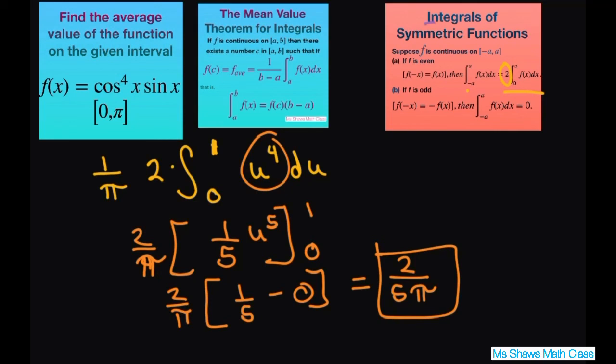Very important to know your properties of symmetric functions for integrals. It's going to save you so much time. The odd one's actually the easiest one. If your integrals are the same but with opposite signs, and given that our function is even, then you can do it this way, and it makes it a lot easier with that 0 there.